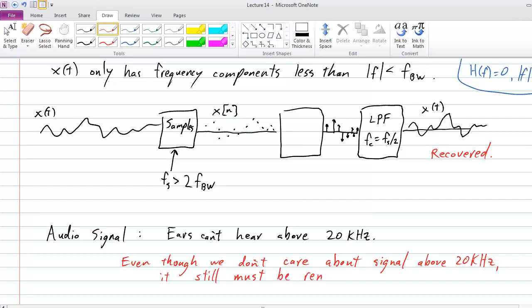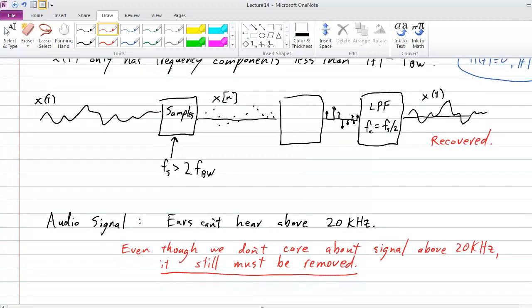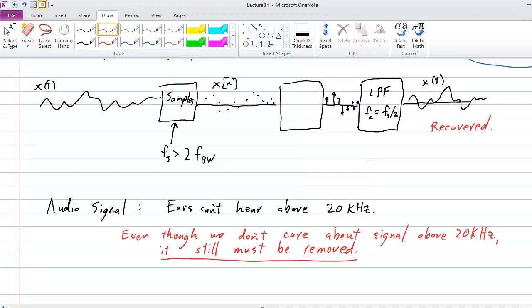So the answer is it does matter. The stuff above 20 kilohertz you have to remove. It will affect your samples in a negative way. So even though we don't care about it, we can't hear it, if we don't remove it and we go sampling, it's going to turn into an artifact that we can hear. Here's why. We'll go through the derivation again.